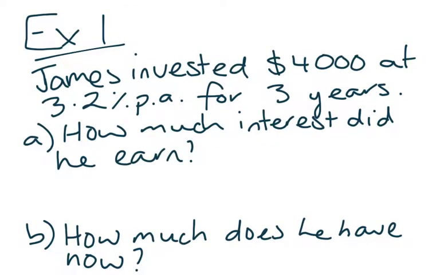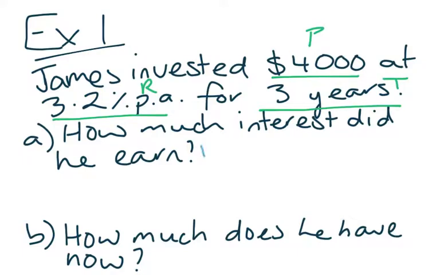So I've done an example to calculate this. We've got James invested $4,000 at 3.2% per annum for 3 years. The first question is, how much interest did he earn? So we need to highlight or underline some important things. $4,000, that's what he started with, so that's P. We've got 3.2% per annum, so that's the rate, and the 3 years must be the time. So I did suggest to you guys to do this down the side. That's just so you can work out what you have and what you need to find.